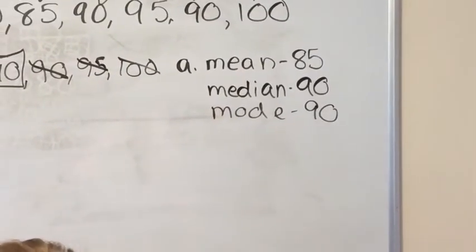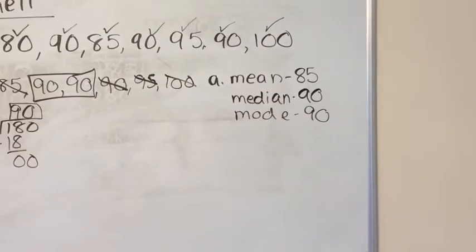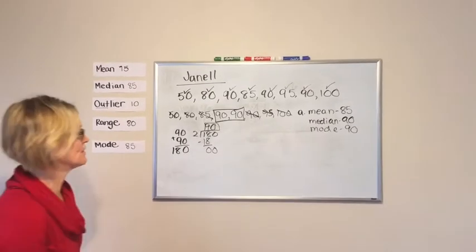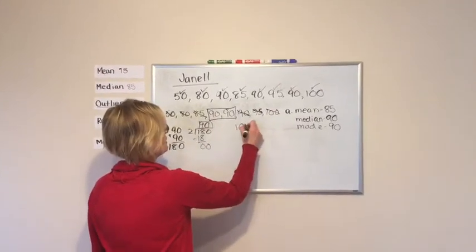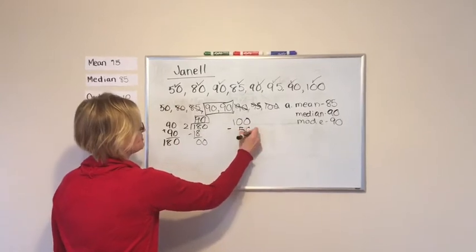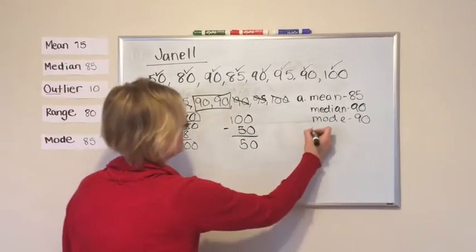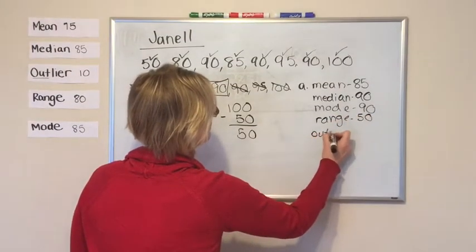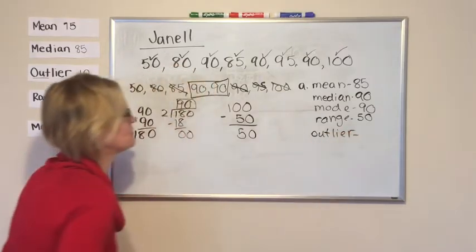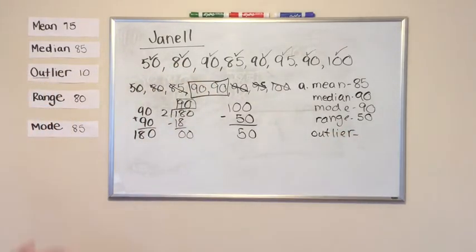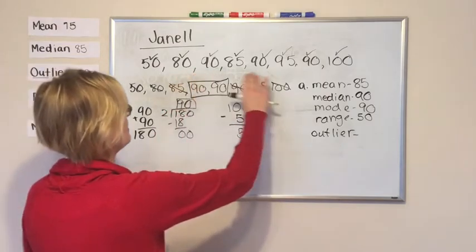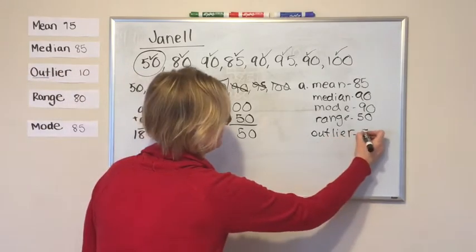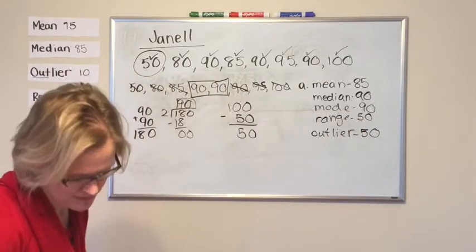And then finally, we're going to take a look at the range. Remember, range is the smallest number subtracted from the biggest number. If we look over here, we have 100 as our biggest, 50 as our smallest, and we get 50. And then finally, our outlier, the one that stands out from the rest, it's kind of far off. If we were to create a number line, everything seems to be between the 80 and 100 range, and then we have our friend over here, the 50, which is way over there.